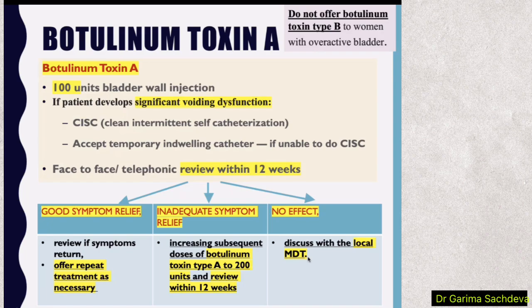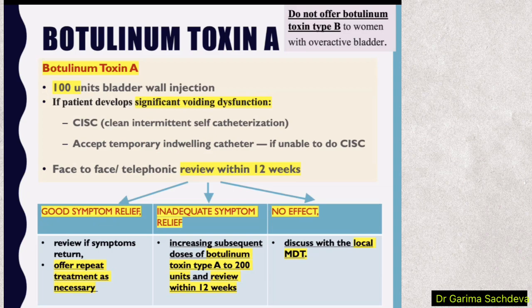In case there is inadequate symptom relief, then instead of 100 you give 200 units, so we are increasing the dose, and you review in 12 weeks again. And in case there is no effect, you discuss with the local MDT. So this is how you manage.